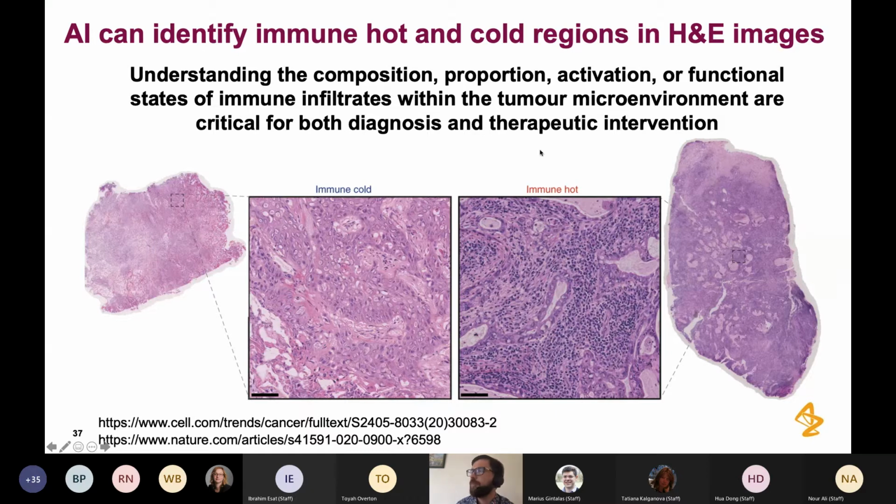And even in the image, you can see what is so-called immune hot. I mean, you can see there is a difference in these two images. And pathologists also can see immune hot and immune cold areas, and it's possible. In a recent paper, it was shown that AI can identify immune hot and cold regions in H&E images automatically, saving pathologist time.